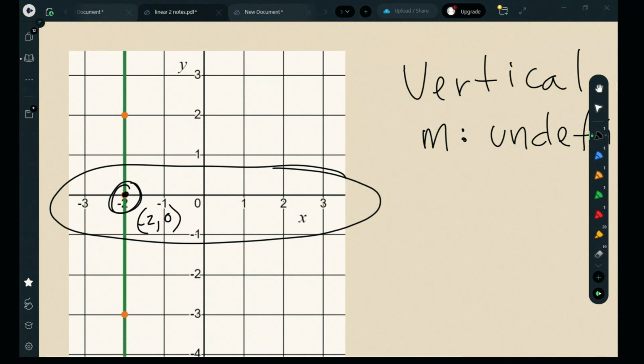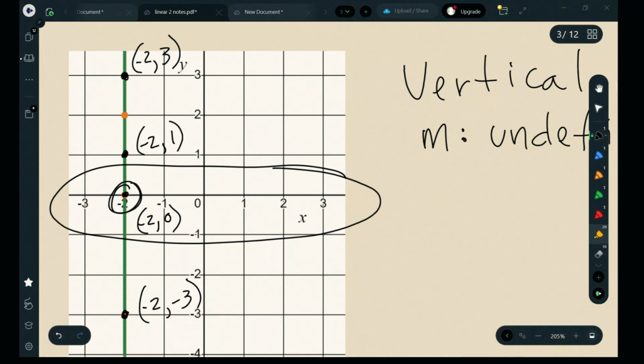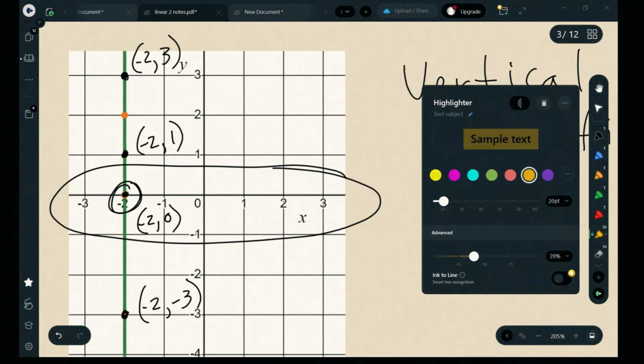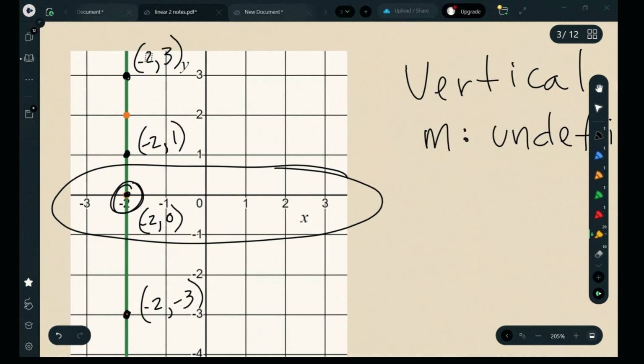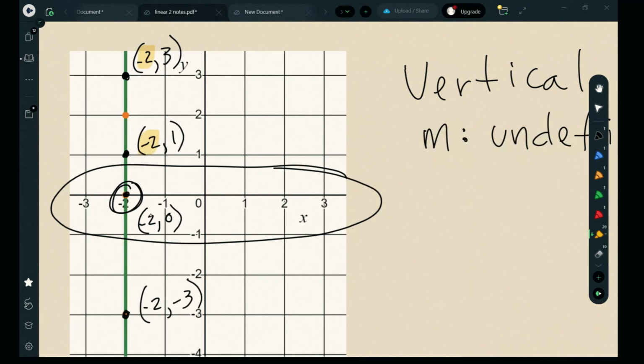And if we look at any other point on the line, let's say right here, the x value is -2 and the y value is 1. And then if we look up here, the x value is -2 and the y value is 3. Okay, guess what? Any point, we'll do one more down here. X value is -2, y value is -3. If you look at the coordinates of these points, there's a pattern. And that is the x coordinate in all of these is -2. The x value never changes.